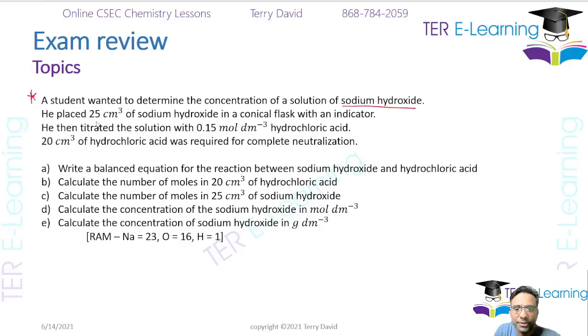Now, on the other hand, what he did, he placed 25 cm cube of sodium hydroxide in a conical flask with an indicator, right? Now, you all are writing an exam just now. I'm hoping that you all actually did a titration in the lab before. A titration is something that is very common and you have to be able to do a titration. What we do is we try to determine the concentration of a substance that we know, but we don't know the concentration.